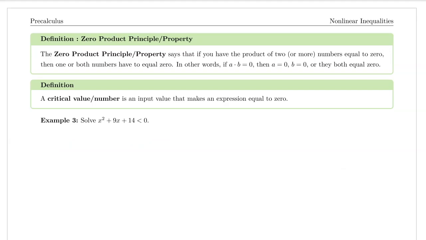Let's talk about a few definitions. The zero product principle, or the zero product property, says that if you have the product of two or more numbers equal to 0, then one or both numbers have to equal 0. In other words, if a times b is equal to 0, then a equals 0, b equals 0, or they both equal 0. A critical value or a critical number is an input value that makes an expression equal to 0.